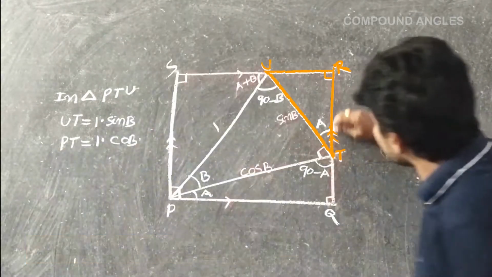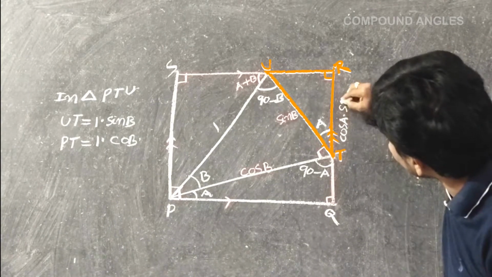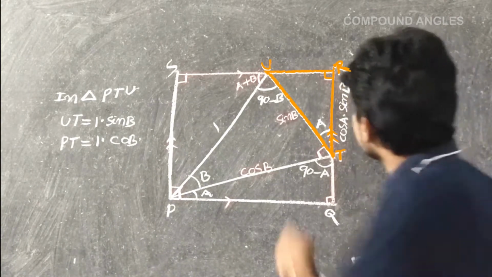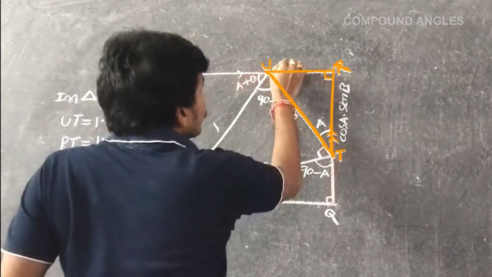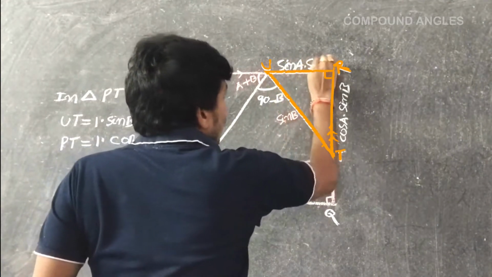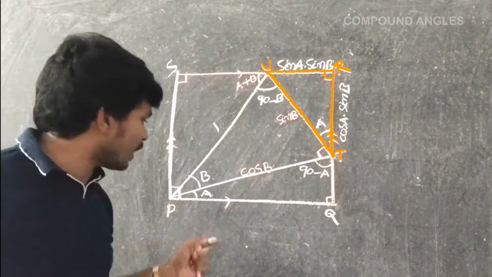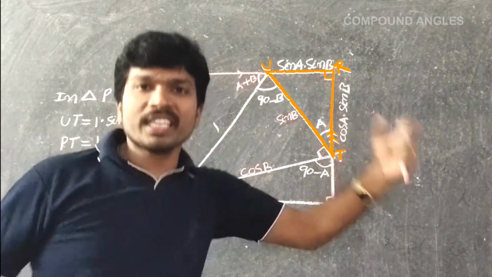Can I write here? I am writing here. This is cos A into sine B. This is the opposite side now, UR value, sine A into sine B. We got this. And one more triangle we have here. What is the triangle? PQT.